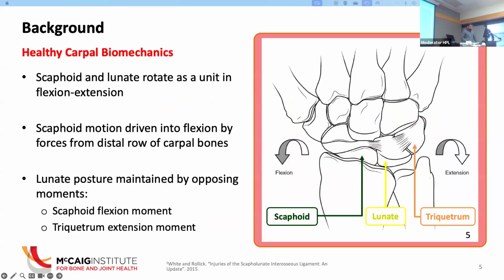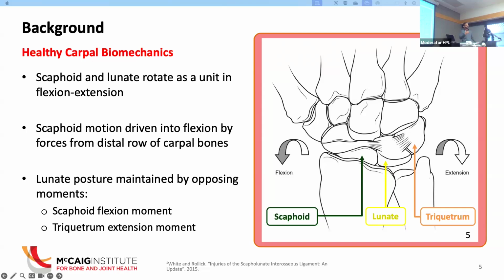So we can divide our understanding of carpal biomechanics into kinematics, which define how the carpal bones move, and then kinetics, which define how the carpus regulates load transmission and the balances of forces. The scaphoid and lunate will generally rotate as a unit and reflect the global motion of the wrist. So if you extend your wrist, the scaphoid and lunate will extend as well. Then similarly, flexion, it's going to flex.